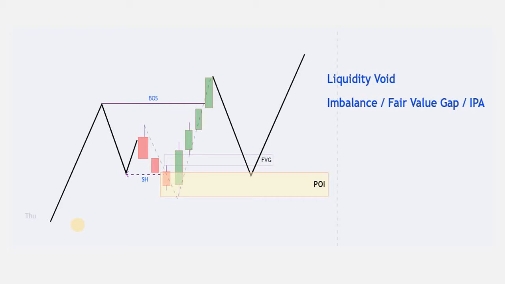To me, I consider imbalance as one of the very basic topics when it comes to smart money concept. But I don't know the details you're actually seeking.